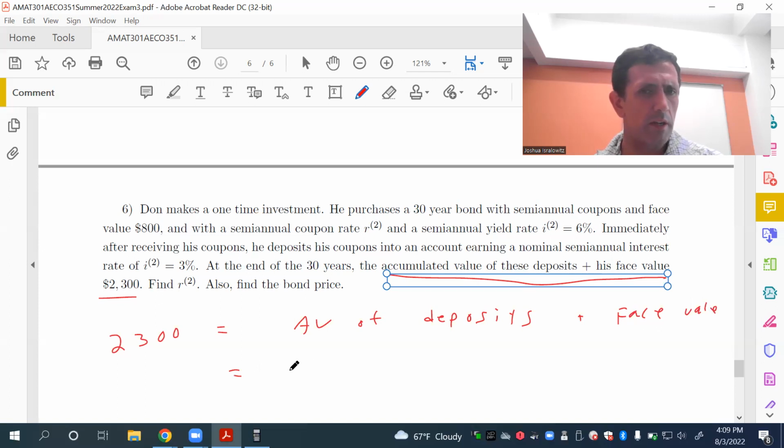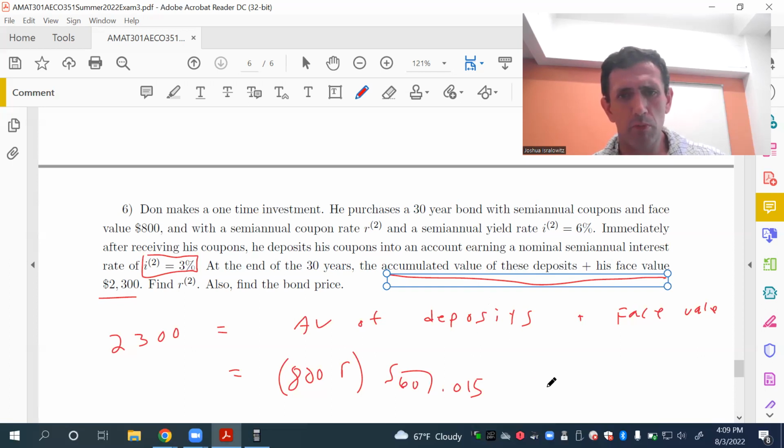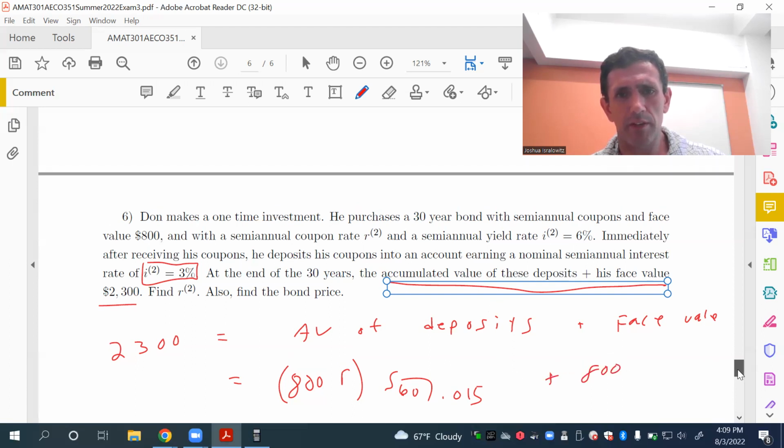Well, let's say, so I guess I could do this. 800R. R is the actual 6-month coupon interest rate. This is how much each deposit is. It's F times R. Got 60 of them, 30-year loans, semi-annual coupons. So this account earns 3% semi-annual. So actual 6-month interest rate for this account is 0.03 over 2, 0.015. And it's the $800 face value that you get at the very end.